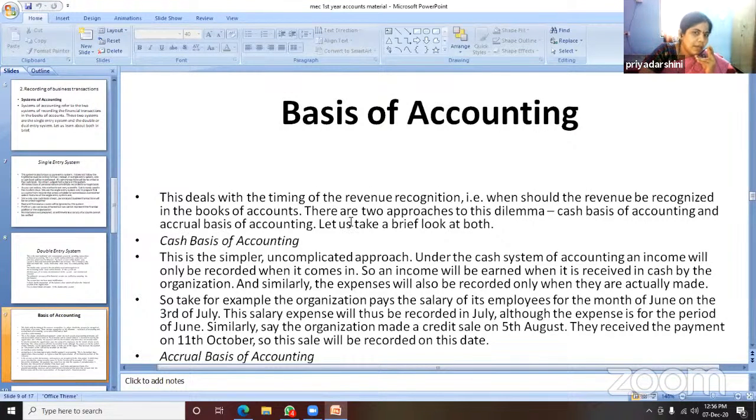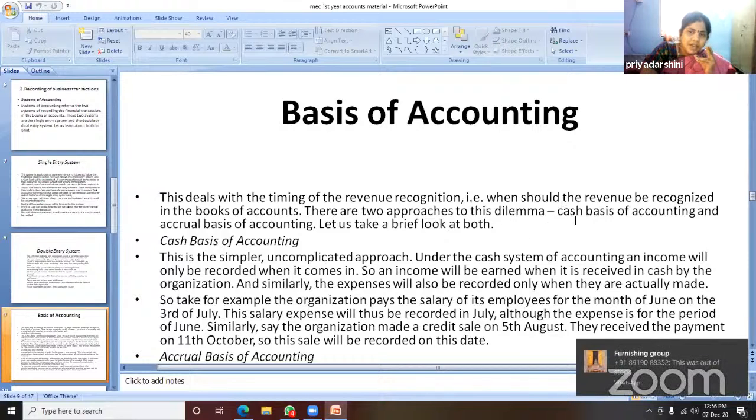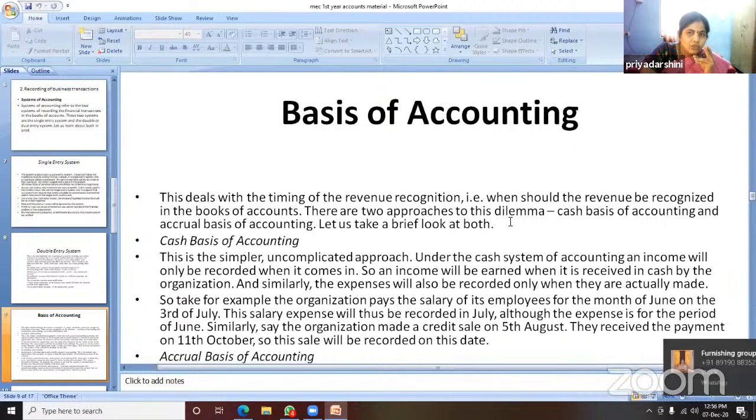This deals with the timing of the revenue recognition, that is, when should the revenue be recognized in the books of accounts? There are two approaches to this dilemma, cash basis of accounting and accrual basis of accounting. So what is revenue? Revenue is income, profit gained by the company or organization. Whether they have to recognize it when it is received, or else the amount due, so accrual basis they have to adopt.